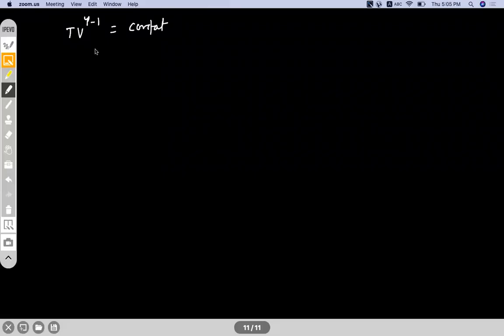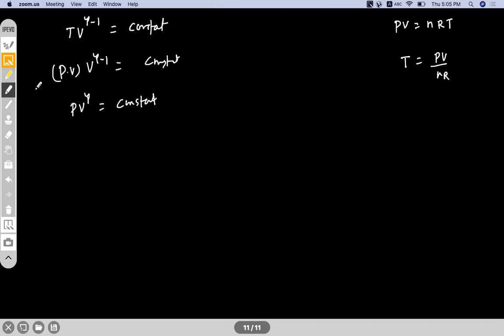If you want the expression in terms of pressure and volume, we can use the relation PV equals nRT. To get the relation in terms of pressure and volume, T is PV by nR, where nR is a constant only. We substitute it here, so we get P into V to the power gamma minus 1 equals a constant, a new constant. Further it becomes PV to the power gamma equals constant. So this relation is again for the adiabatic process.